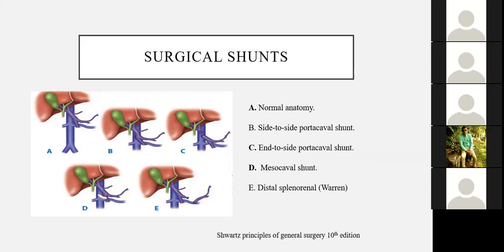Sengstaken-Blakemore tube is not used. Shunts are not used. I think TIPS is only used if after you have done the endoscopic ligation. If you feel that the TIPS is required, you may use the TIPS. But I don't think all the other things are mentioned for posterity. TIPS also, if you are planning liver transplantation, then you buy time.